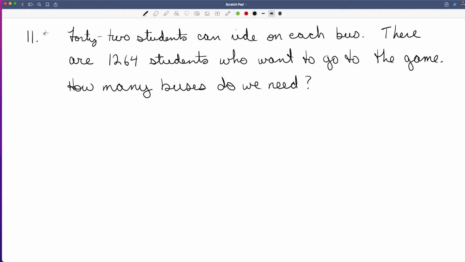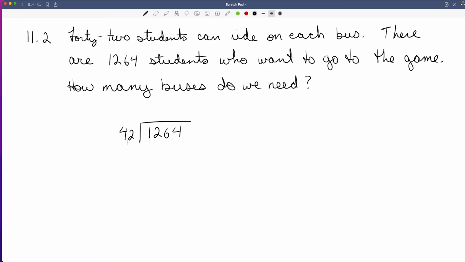This is 11.2, and it says 42 students can ride on each bus. There are 1,264 students who want to go to the game. How many buses do we need? So this is a division problem. We need to take the total number of students, which is 1,264, and divide them by 42. We're going to load each bus with 42 students until we understand how many buses we need, right? We're going to put 42 on the first bus, 42 on the second bus, but we need to know how many buses to call up in order to do that. So we're going to divide.